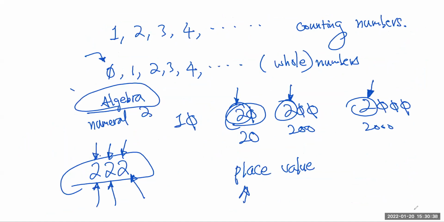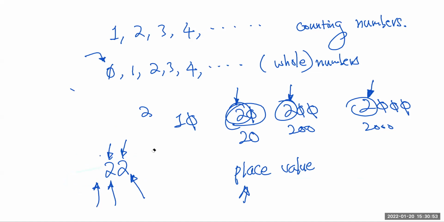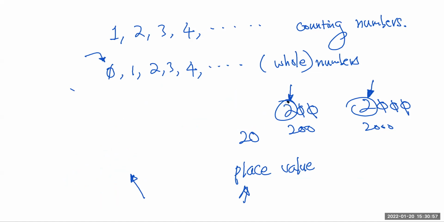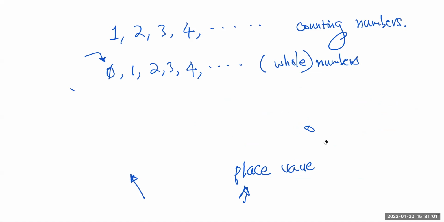Okay, so now we have 1, 2, 3 counting numbers, then we have whole numbers, then we have something which is unique, a very important concept in algebra, called integers. The reason why it's important is now we have something abstract. It's called negative numbers.